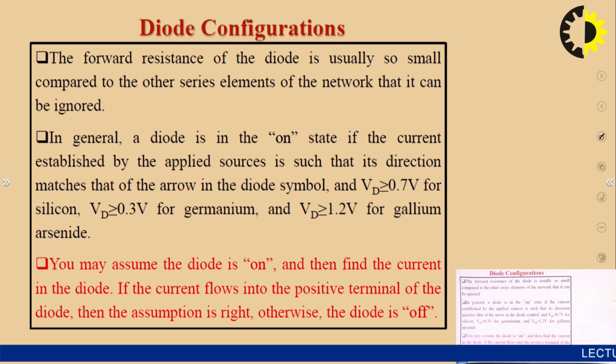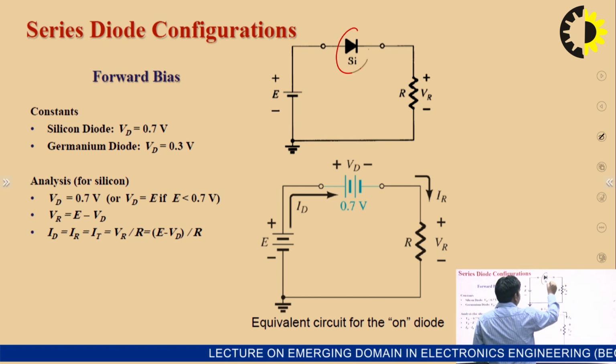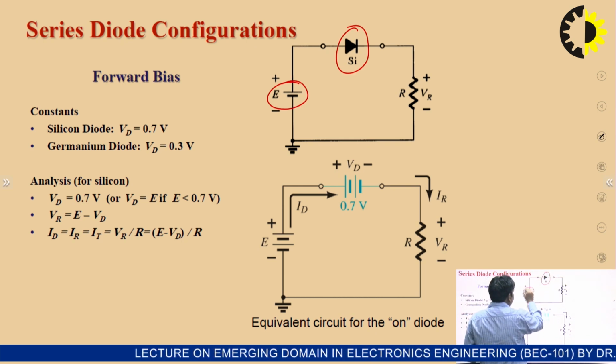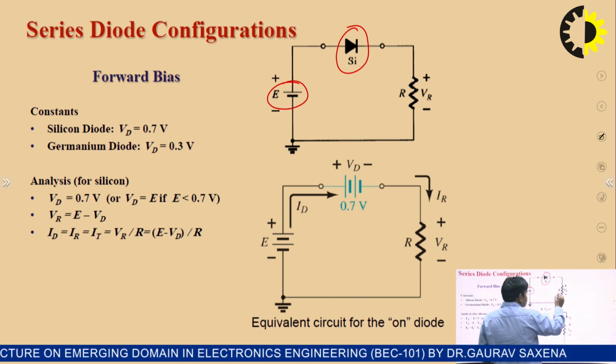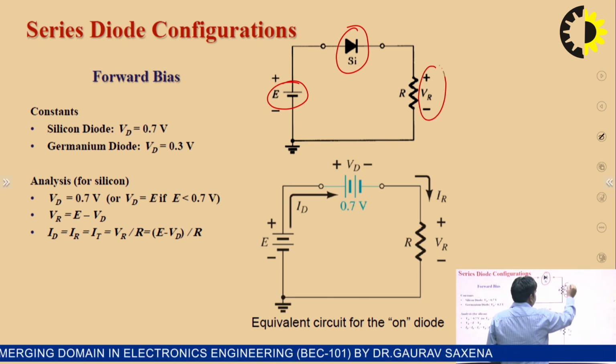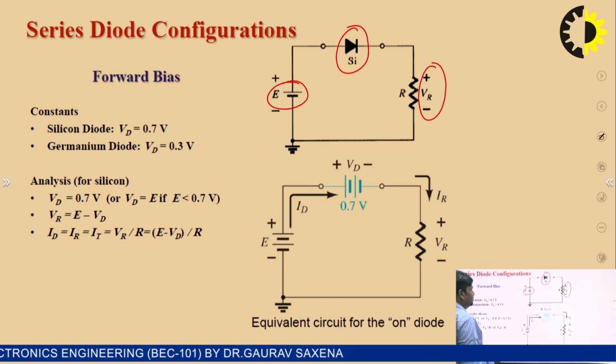So next is diode configuration. What is the meaning of diode configuration? Let me take some questions. This is a silicon diode. It is placed with a battery having EMF E and a resistance R. Then we find the voltage across resistance R. We can easily calculate it using the approximation model.